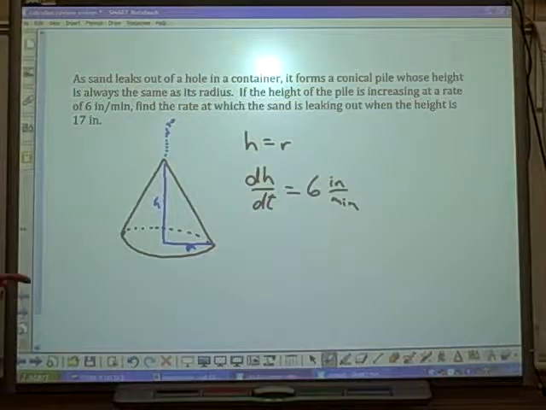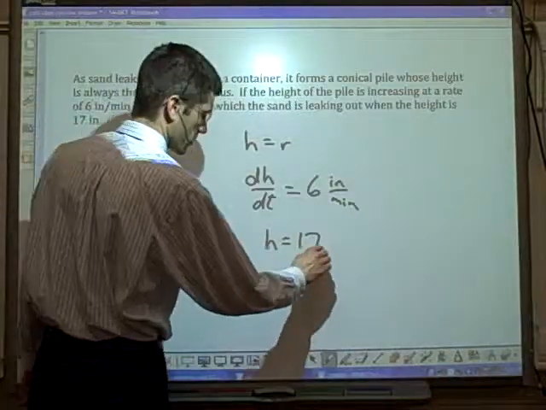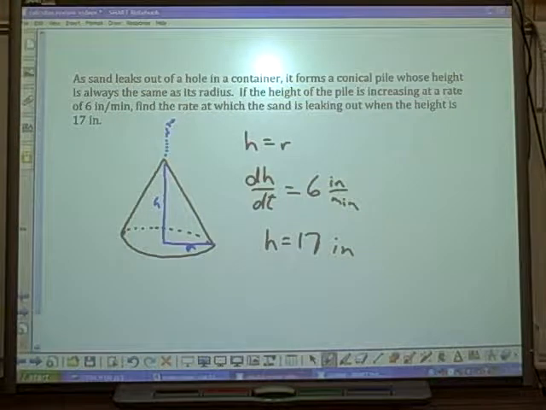Find the rate at which the sand is leaking out when the height is 17 inches. So we know the height is 17 inches. That's a terrible 17. There we go, that's better. And then we're kind of left thinking, what were they asking? Find the rate at which the sand is leaking out.